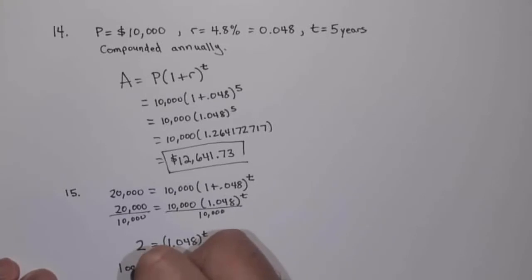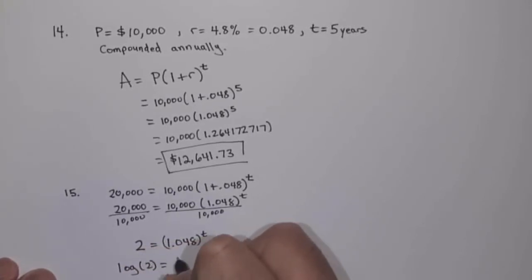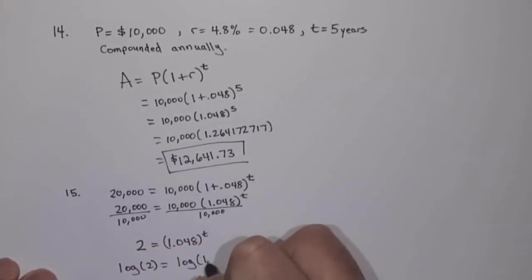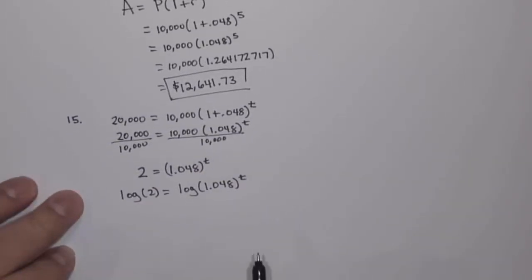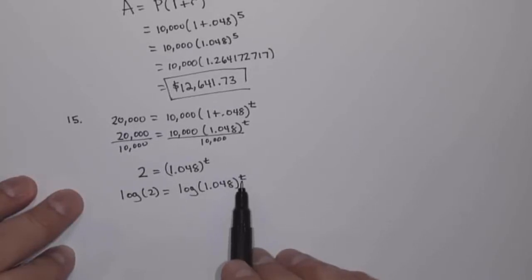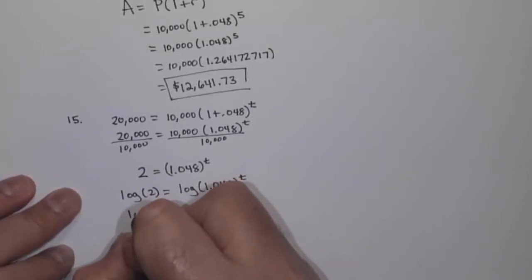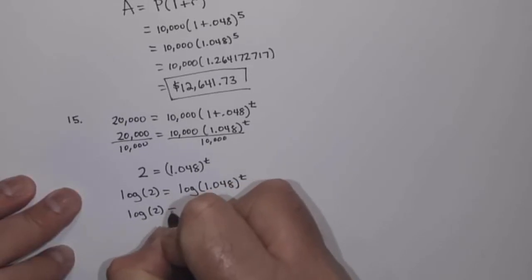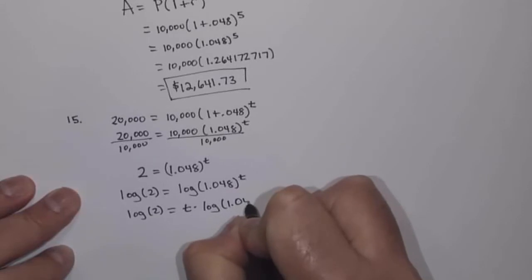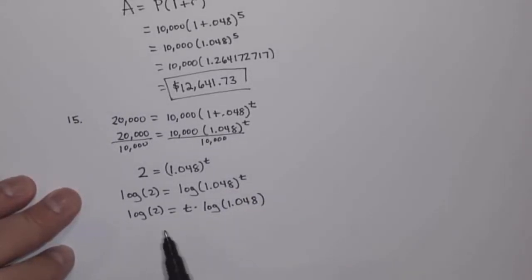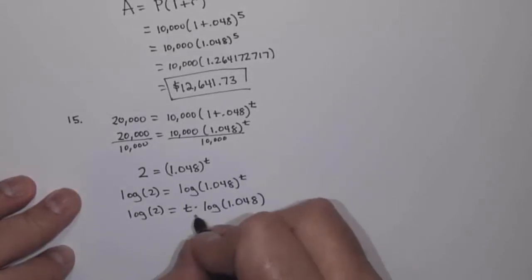So I'm going to take the log of 2, and that is going to equal the log of 1.048 raised to the t power. And then our property of logs allows us to bring that power t down in front. So I have the log of 2 equals t times the log of 1.048. Now, log of 2 is just a weird number. Log of 1.048 is just another weird number.